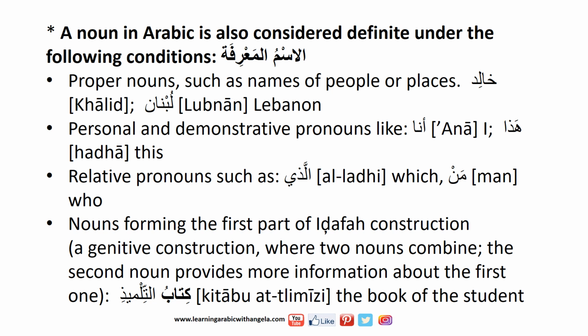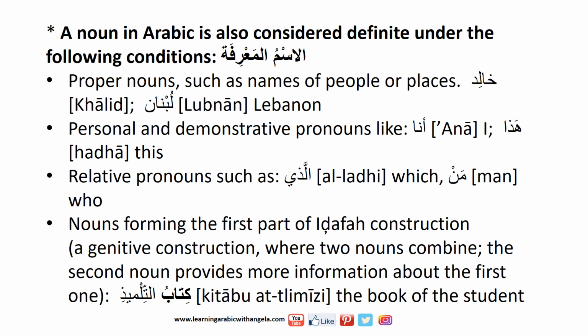And a final note about the topic. A noun in Arabic is also considered definite under the following circumstances. So a definite noun, al-ism, al-ma'rifa. It is not just the noun with al, so there are other conditions such as proper nouns, such as the names of people or places. For example, Khalid, which is the name of a male in Arabic. Lubnan, which is the name of a country, Lebanon.